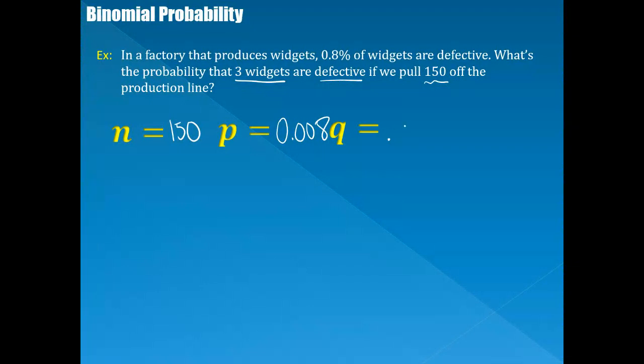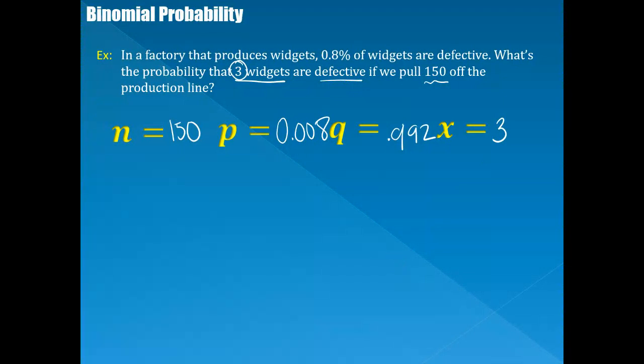I wrote it down weirdly, it's 0.992. Did subtraction incorrectly on my paper. And then X is saying, well, what are we looking for? 3. Right, so X is going to be 3.